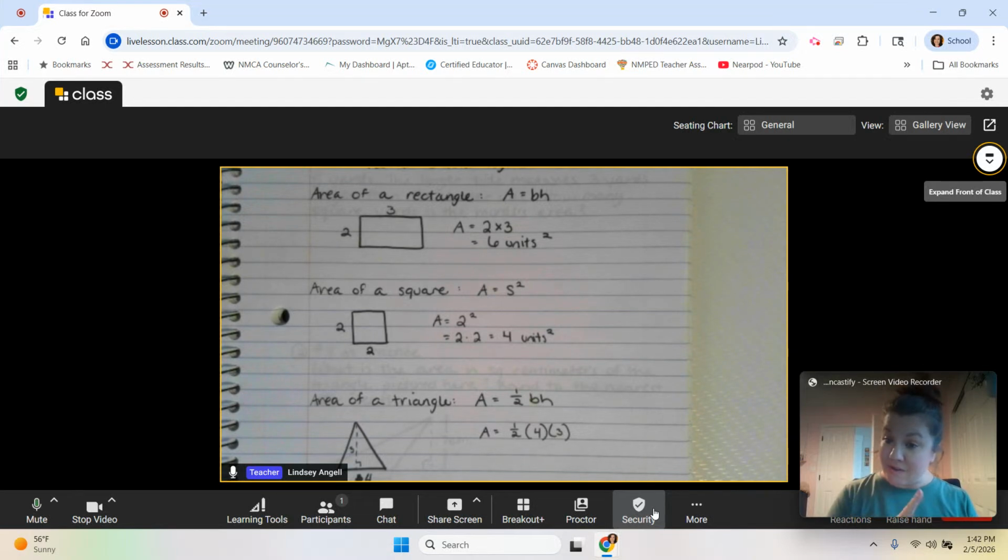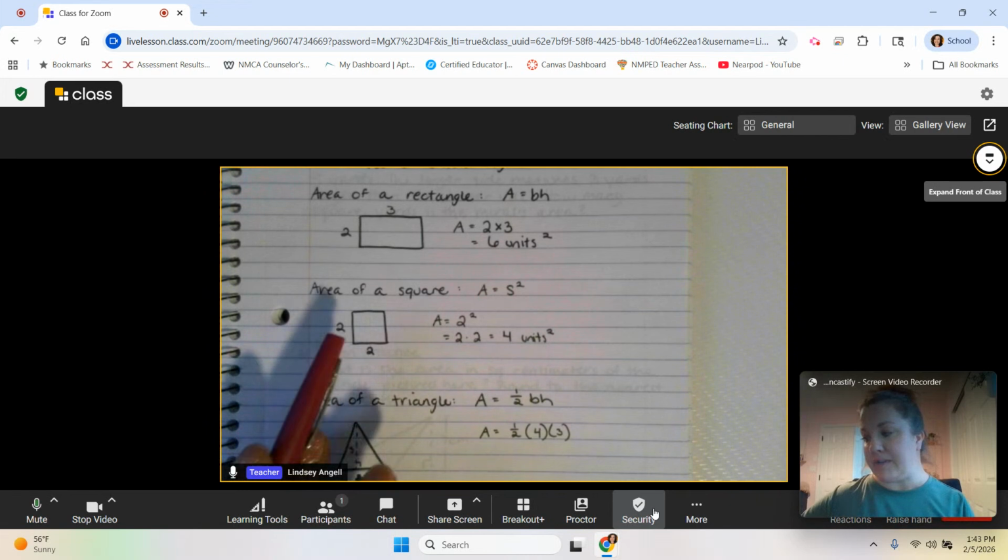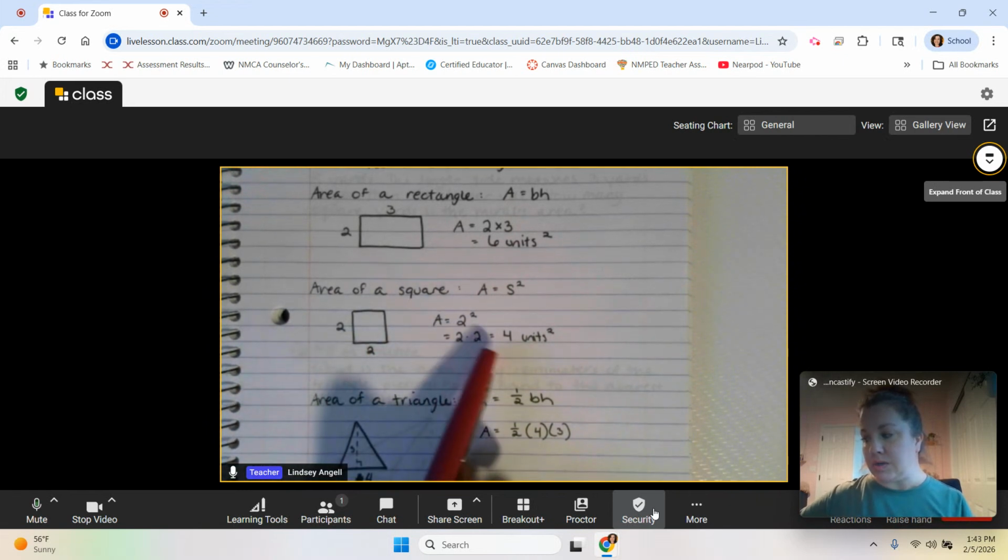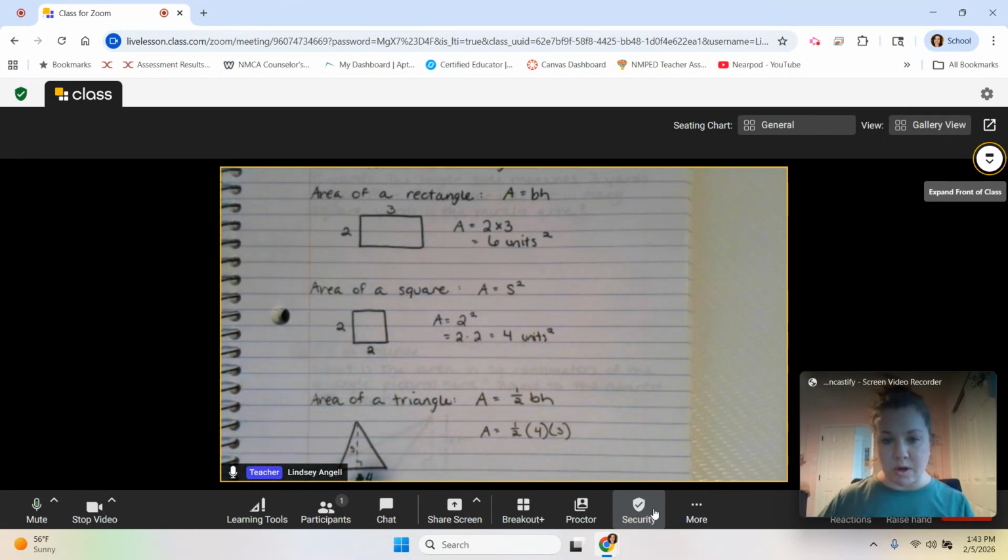The area of a square is found by taking the side and squaring it. Because they always have the same side lengths, you're just multiplying one number by itself. So in this case, I have a 2 by 2 square, 2 times 2 is 4, so we've got 4 square units.